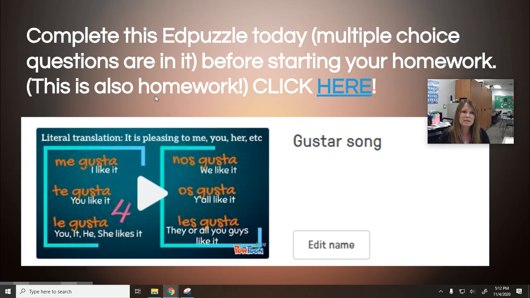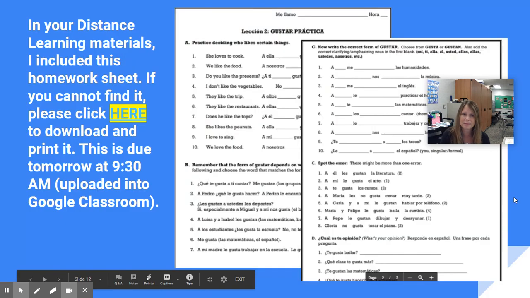All right, then next you need to complete this little Edpuzzle. You can click right here in Google Slides, or I will provide a link for you in our lesson. But what you'll do is it's an Edpuzzle all about Gustar, and it's a song, and then you'll just answer the multiple choice questions within it. And I want you to do that before you start your homework today. But this is part of your homework as well, so you need to do that, okay?